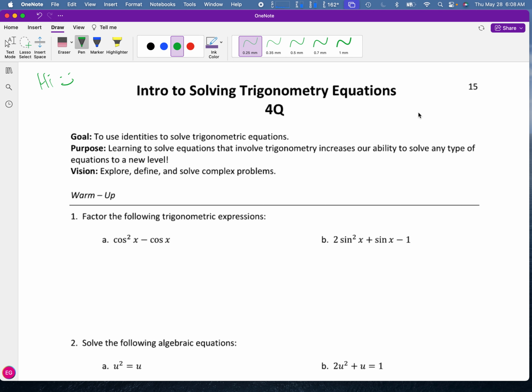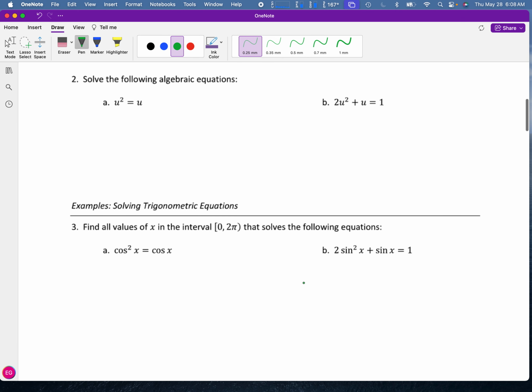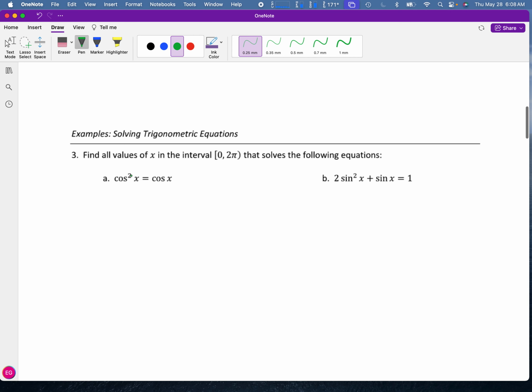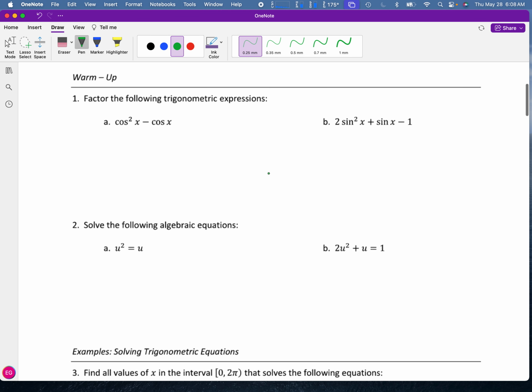Hello and welcome to a video on solving trig equations. So we're going to be figuring out how to solve an equation that involves trig, where we're trying to figure out what variable within a certain interval is going to solve these equations that involve trig. I know, crazy. We'll start off with the warm-up.